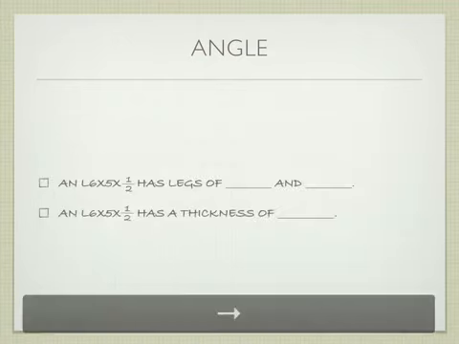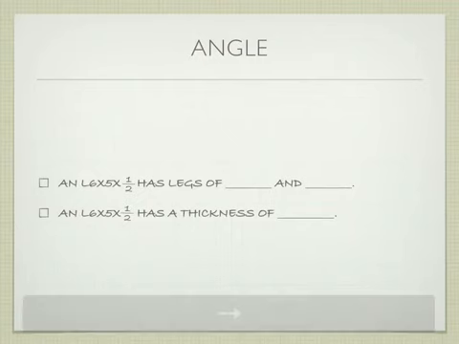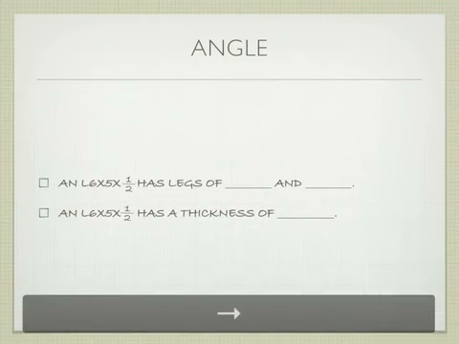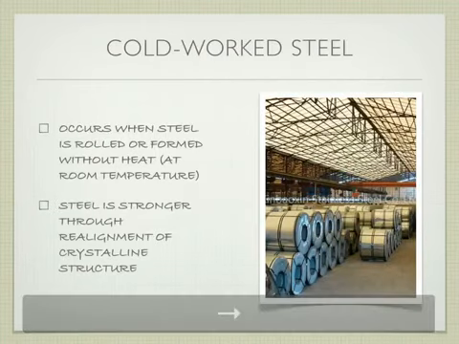3/8. So, testing that knowledge again, L 6 by 5 by half has sides of 6 and 5, right? A 6 by 5 and by half has a thickness of 1/2 inch. Okay, I think you guys got it now.